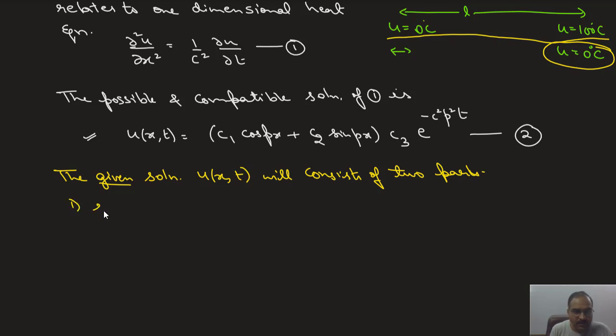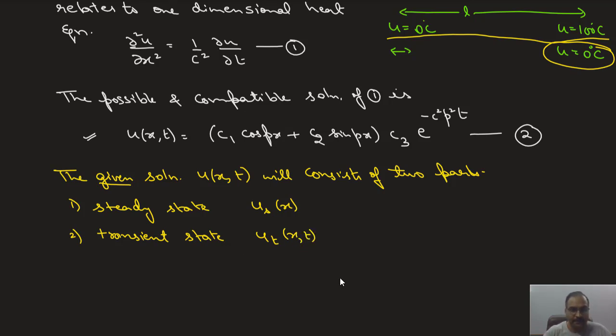Number one, the steady state, which is denoted as us(x). It doesn't depend upon t. Number two, the transient state, that is ut(x,t). It depends upon the time.